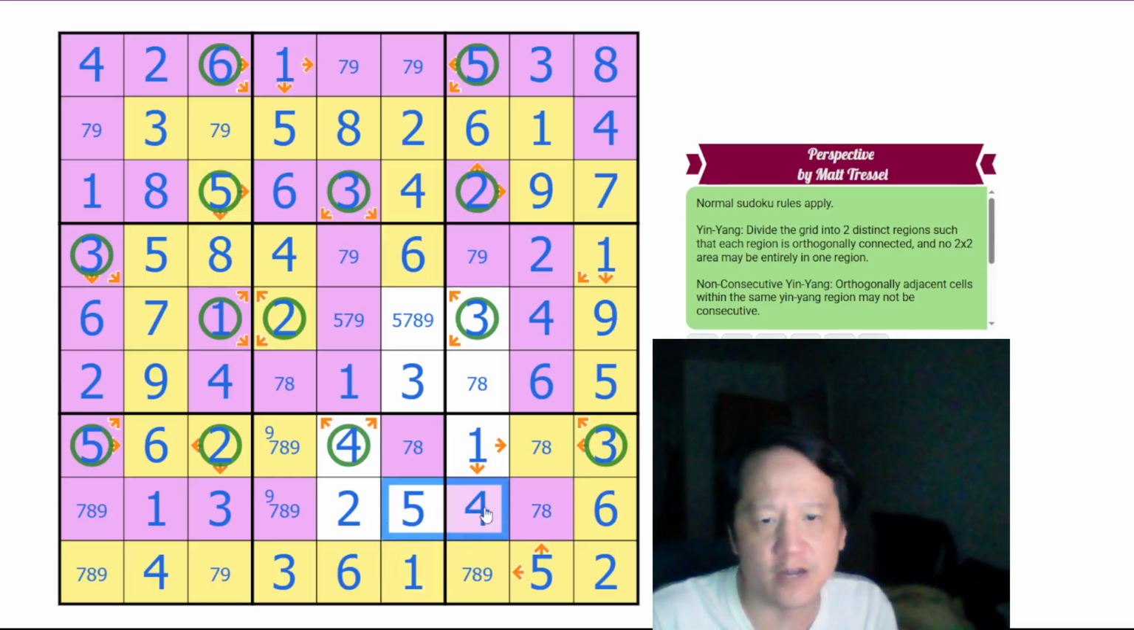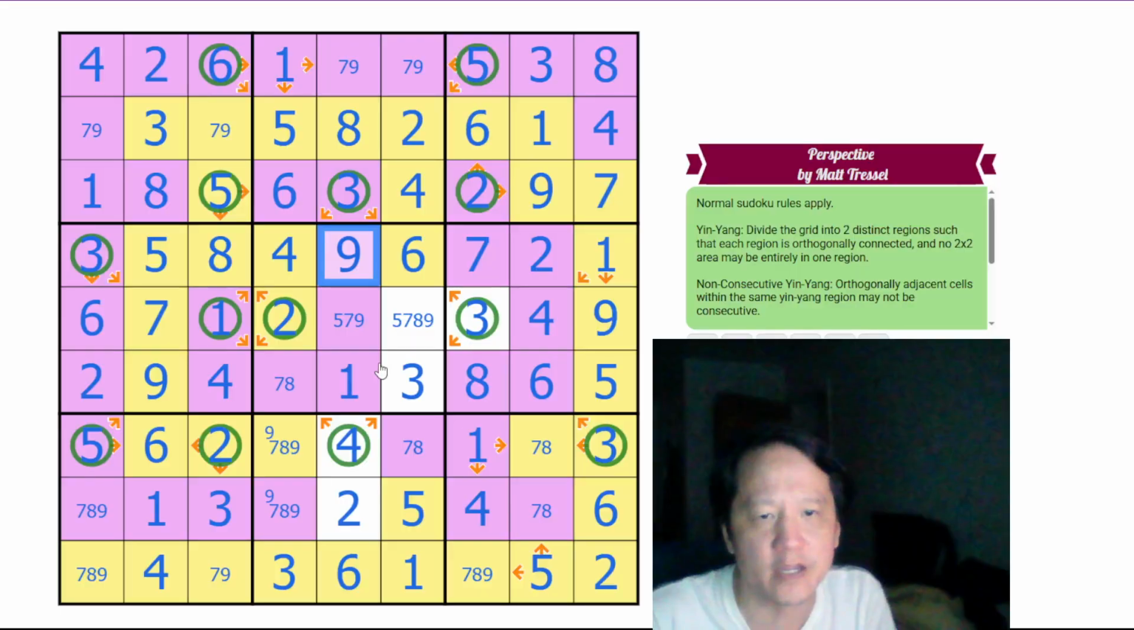4 and 5 are consecutive, so they cannot be in the same region. So that's yellow. Pink has to orthogonally connect out. This is a diagonal of pink, so this must be pink here. 9 makes this 7, which makes this 8. 7 eliminates 7 here, so it's 9.